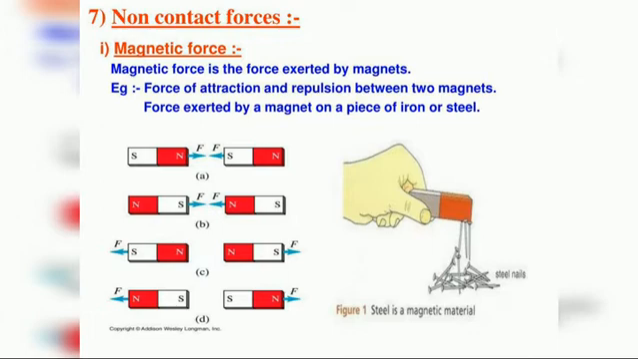In that, the first one is magnetic force. Magnetic force is the force exerted by magnets. For example, I think you have learnt in your previous classes also, the force of attraction and repulsion between two magnets, and the force exerted by a magnet on a piece of iron or steel, isn't it? Like poles of magnets repel each other, and unlike poles attract each other. Attraction or repulsion between objects can also be seen as another form of pull or push.